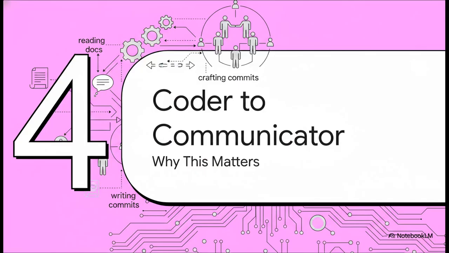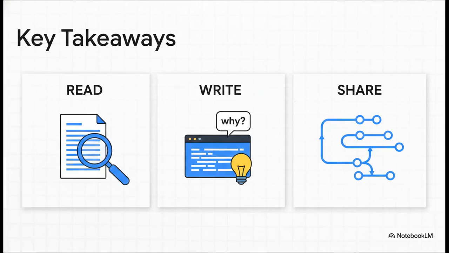We've talked about how to read documentation, write meaningful comments, and craft clear commits. Every one of these skills is a step on the path from just being a coder who works alone to becoming a collaborator that people can't work without, a true professional communicator. So if there's one thing you take away from this, let it be this. Communication isn't some soft skill for developers. No, it's a core competency.